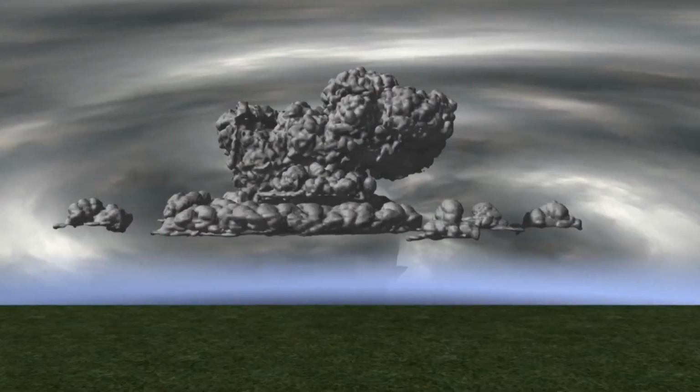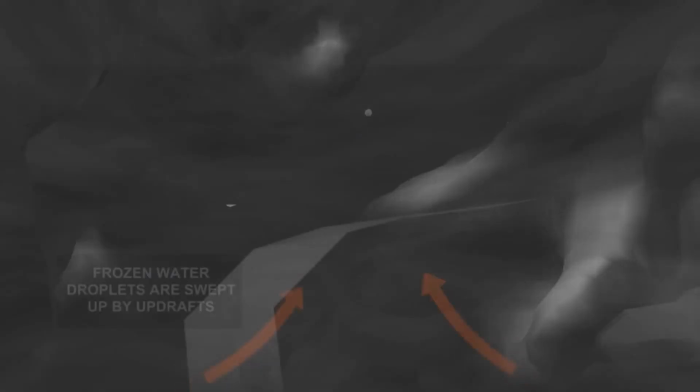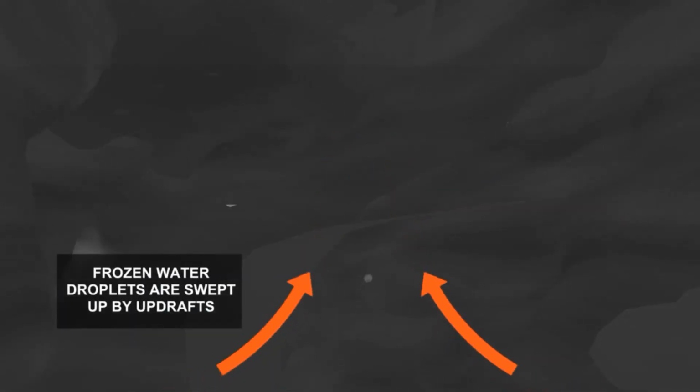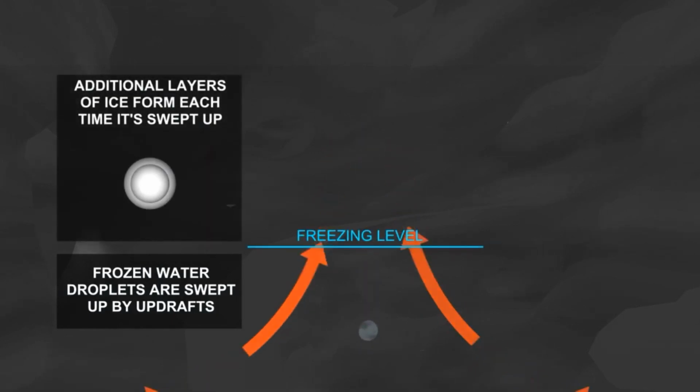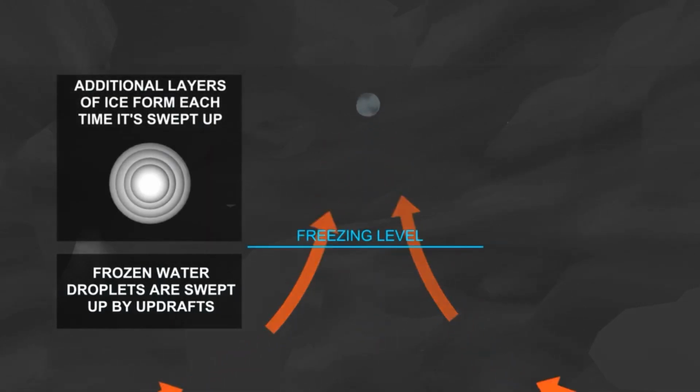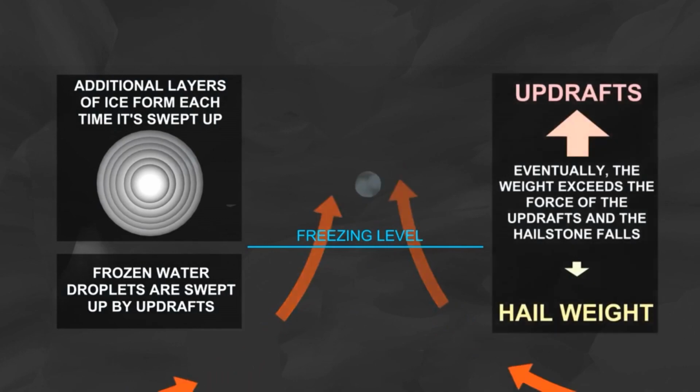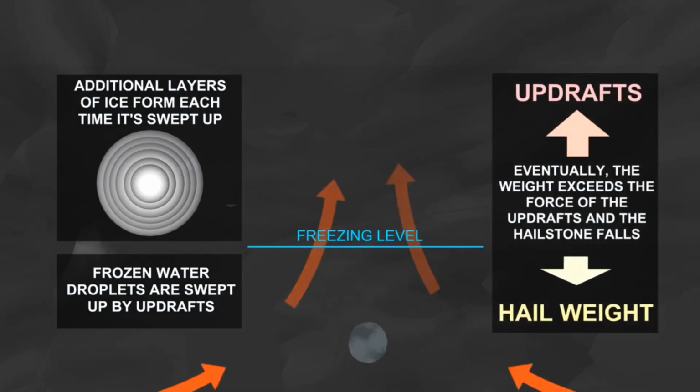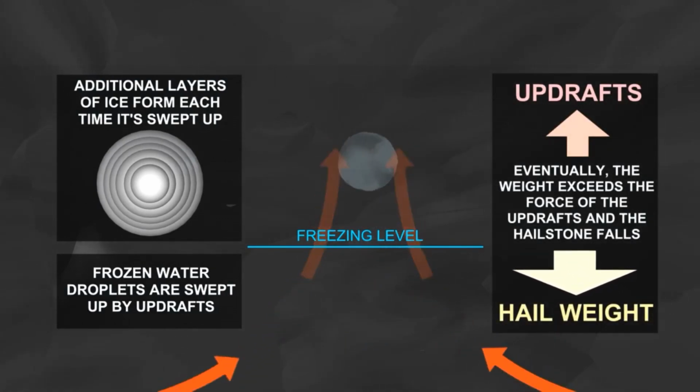The other one that we talked about that's similar and usually gets confused is hail, so we'll touch on the hail part right now. How exactly hail forms is inside a storm there's what we call an updraft. Frozen water droplets are swept up by the updrafts. Additional layers of ice form each time it's swept up. Eventually, the weight of that ice exceeds the force of the updraft, and the hailstone falls, and that's how you end up with hail.